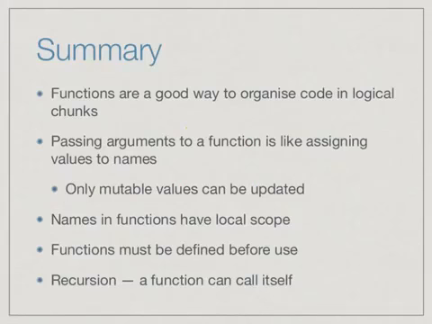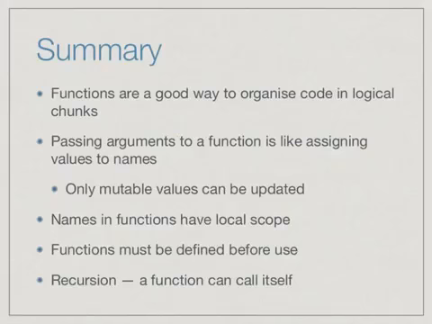So to summarize, functions are a good way to organize your code into logical chunks. So if you have a unit of computation which is done repeatedly and very often done with different possible starting values, then you should push it aside into a function. If you break up your code into smaller functions, it's much easier to understand, to read, and to maintain. When we pass arguments to a function, it's exactly like assigning values to a name. So the values that are passed can get updated in a function only if they are mutable. If they are immutable, any change within a function does not affect the argument outside.